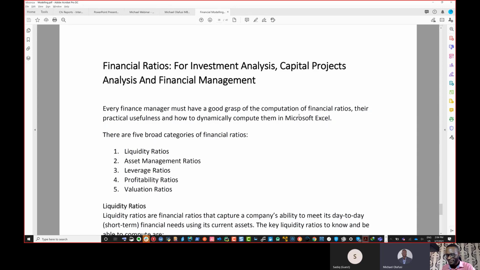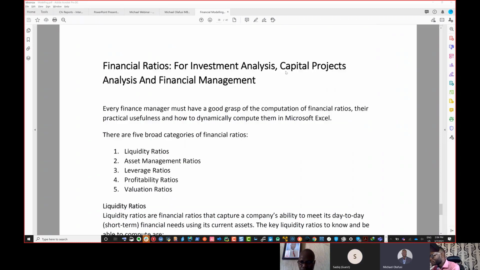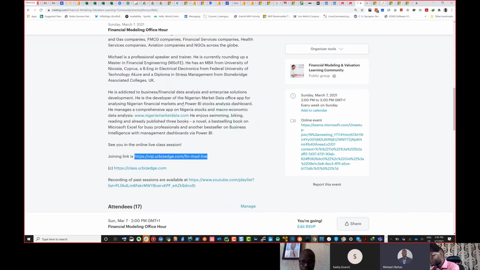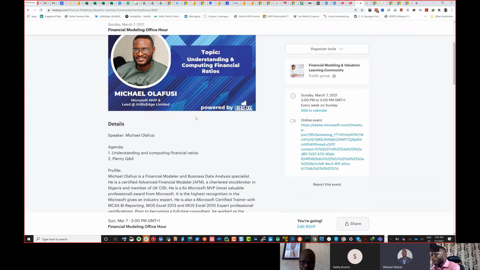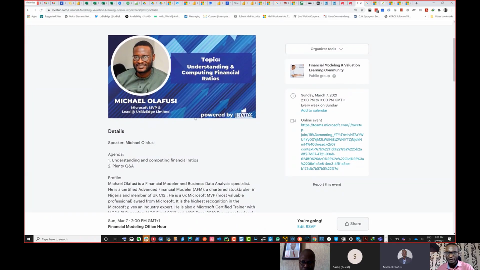It's supposed to be a fairly lengthy session, so I'm going to immediately start now and then go straight into it. I'm not sure if you got the email, but I have the event page details. So the session is on understanding and computing financial ratios.